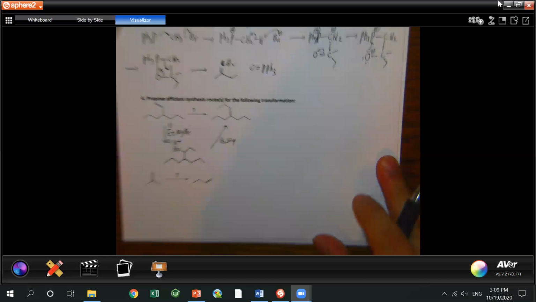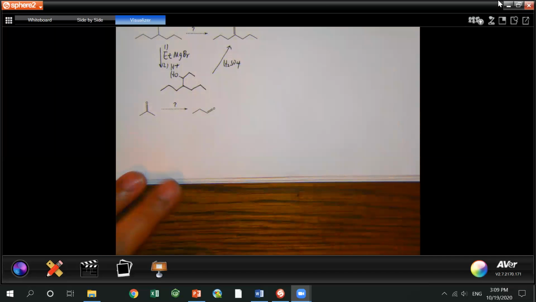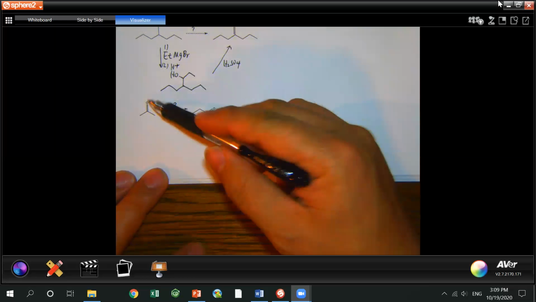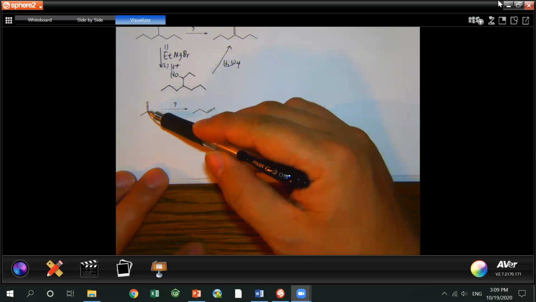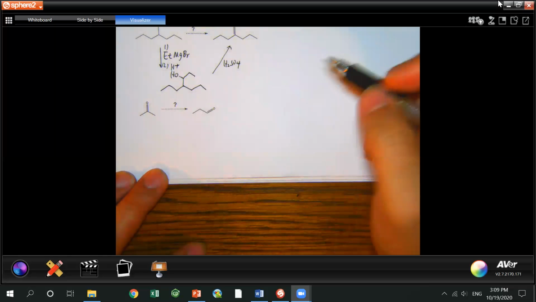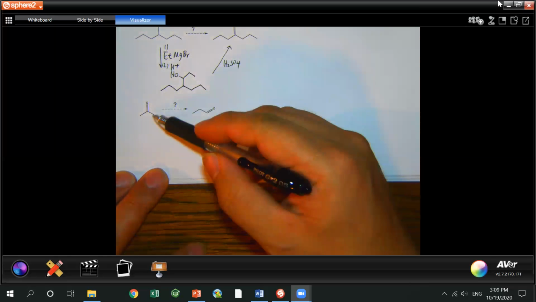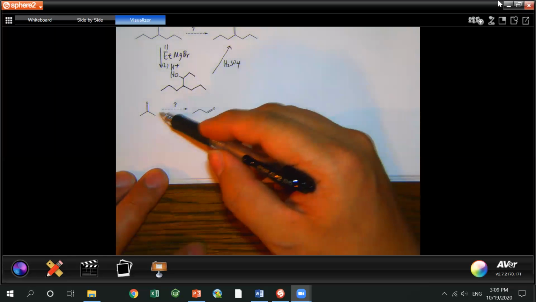Okay, and then we move to the next one. So the next one is more challenging. It looks like some magic happened. The C=O bond begins at the middle carbon and eventually ends up at the end carbon. So for this reaction, you have to generate some handle onto the terminal carbon, that is, put a functional group on it.